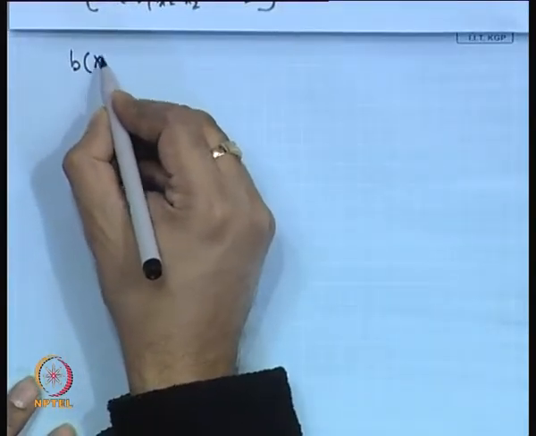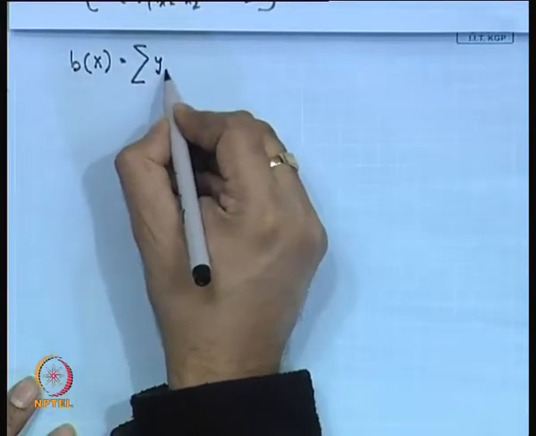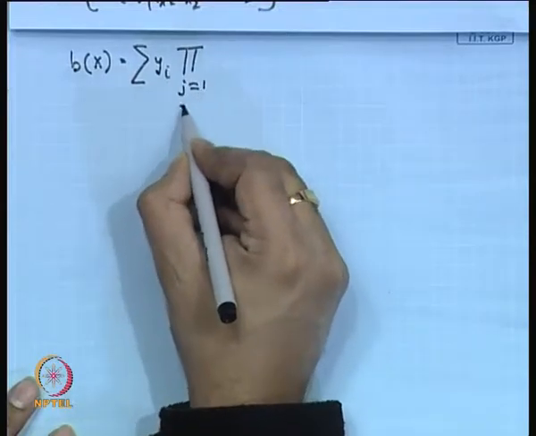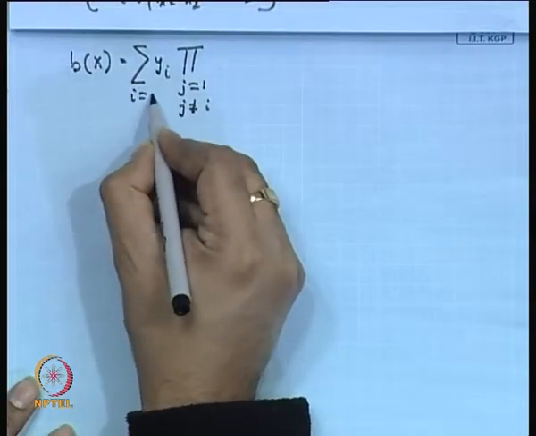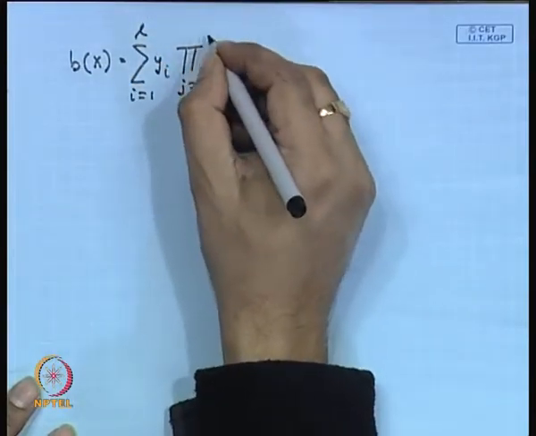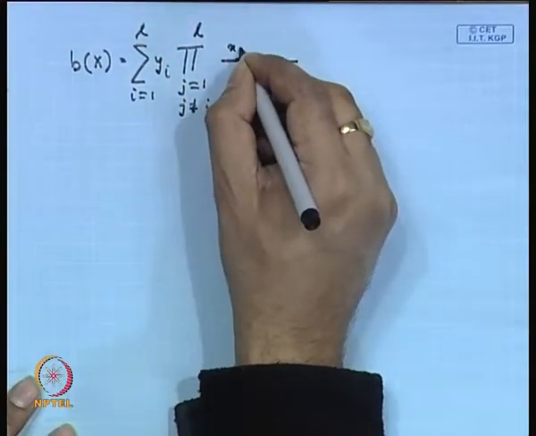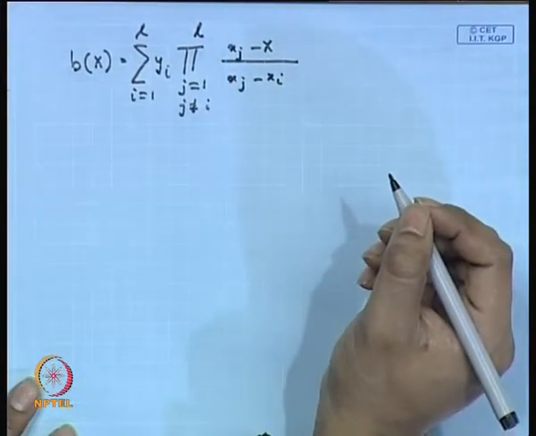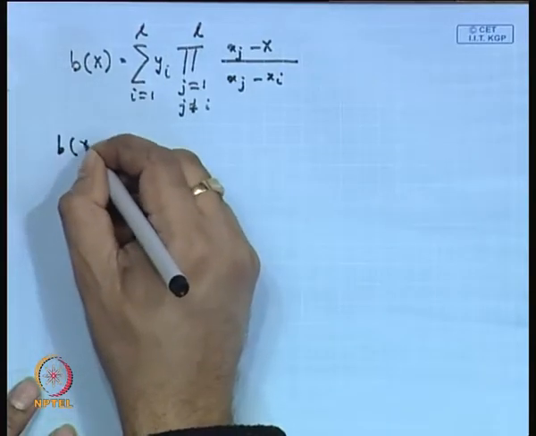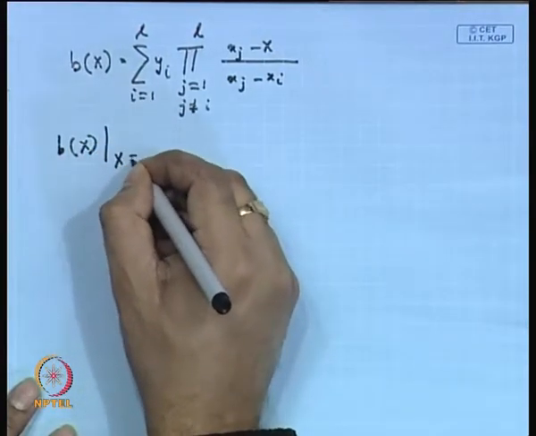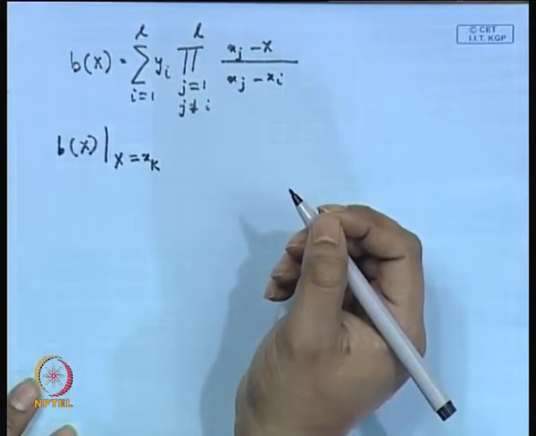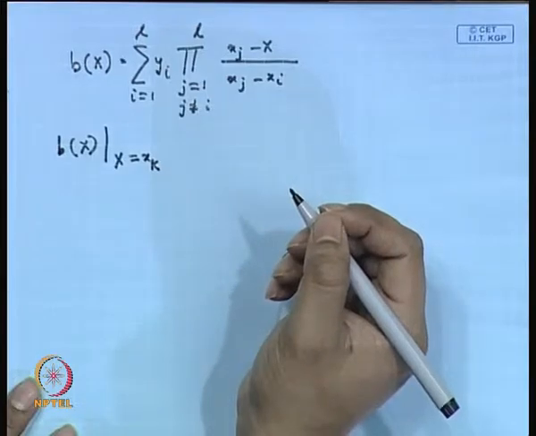Therefore, you can say that B(x), again writing down this B(x), was equal to the sum of y_i times the product over j equal to 1, j not equal to i, up to L, of (x_j minus x) divided by (x_j minus x_i). This was the original formula. So let us compute this value of B(x) at the point x equal to some value, say x_k.